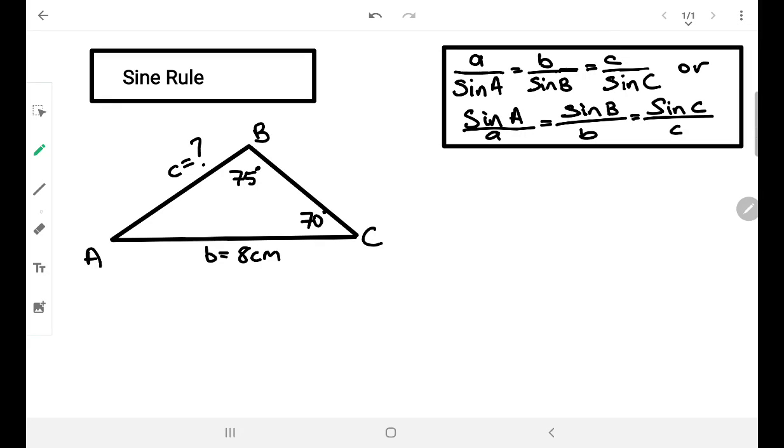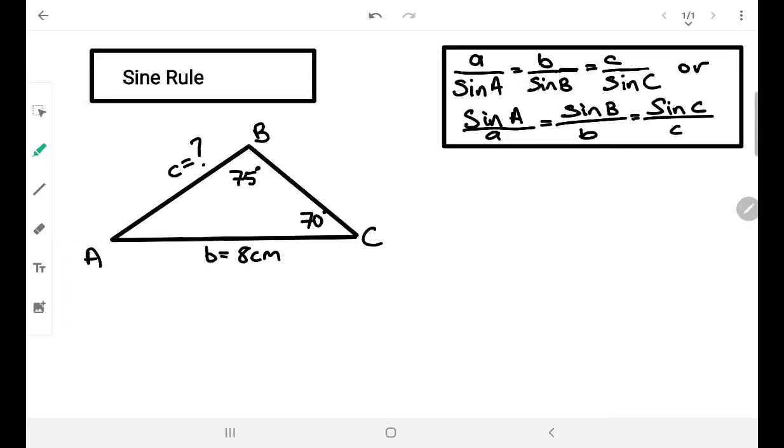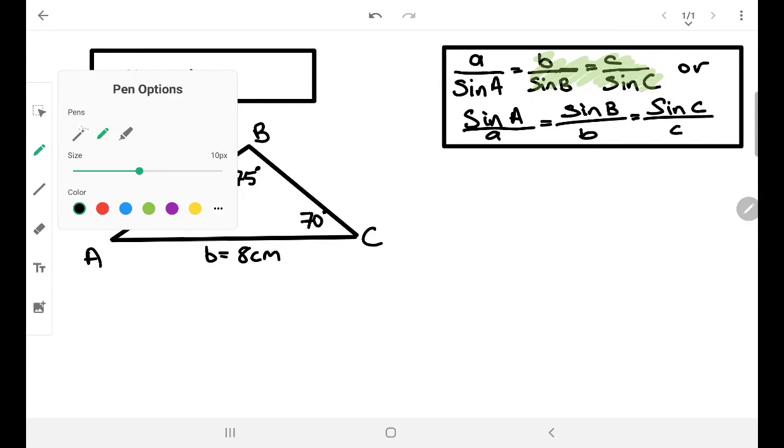So for example, if you get any combination, let's say in this case we have the C angle and the B angle, so we can actually use this combination here. We just have to make sure we can substitute the values that we have in the triangle into this formula. So let's have a go with that. Let's do this together.